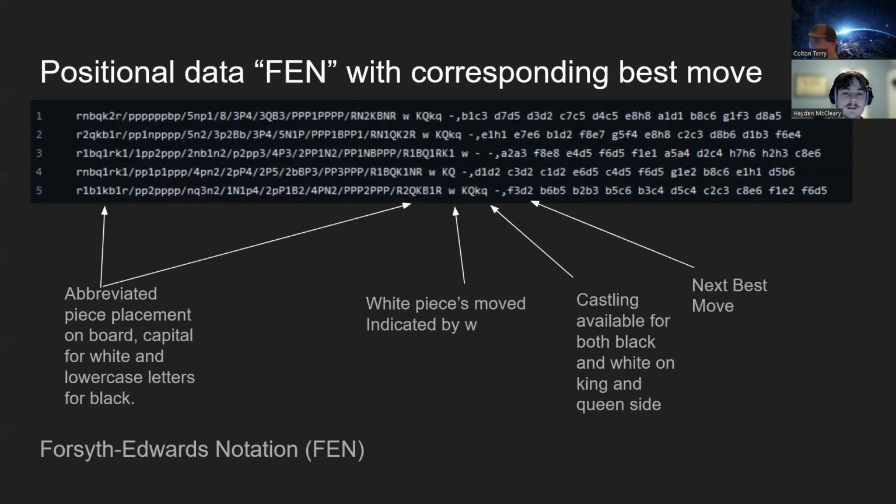So here, this is what most of our data looked like for the baseline. You have this FEN position, which represents a unique board position for chess. Then you have a w or a b, which represents whose turn it is to play. After that, you have a capital KQ and a lowercase kq, which tells you if castling is allowed for white and black respectively, on the king and queen side respectively. Then after this, these are the best moves that we would go on to train our baseline model with.